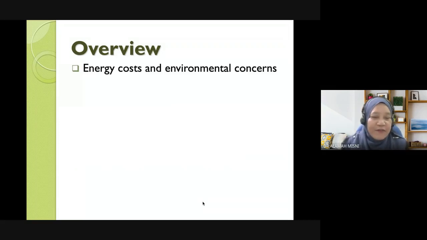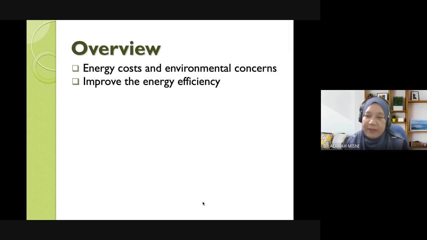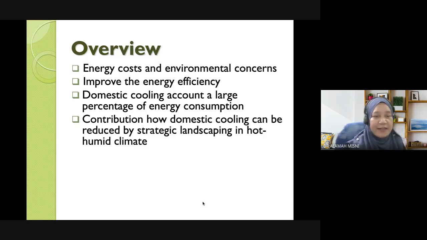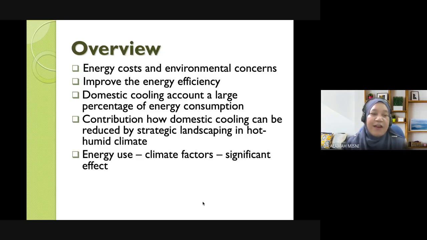Okay, overview. Energy costs and environmental concerns have currently become very important as human consumption of energy continues to increase, and while our dependence on energy is not likely to decrease, it is important to improve the energy efficiency in our environment. There are many ways to improve energy efficiency. Envelope technologies such as wall, floor, and roof insulation have a priority role in producing a comfortable interior space of the house. However, buildings in hot tropical climates still frequently depend on air conditioning systems to control their interior environment.